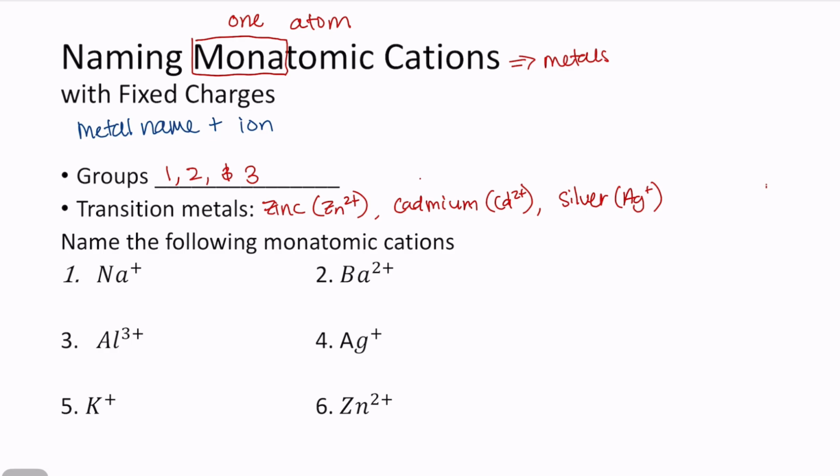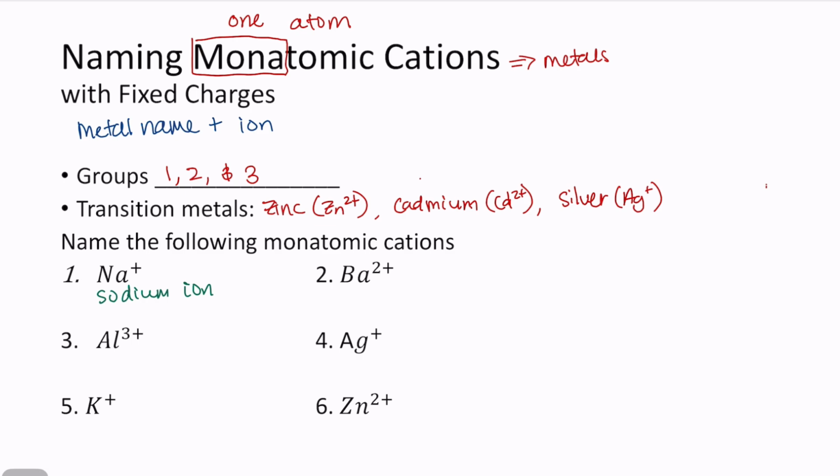So let's name the following monatomic ions. Remember, when you're naming ions, you take the metal name and then add the word ion. So Na+, I know it is a cation because it has this positively charged symbol. If it was just the atom, it would just have the symbol Na. So this would just be sodium, but by adding the positive charge, we now have sodium ion.